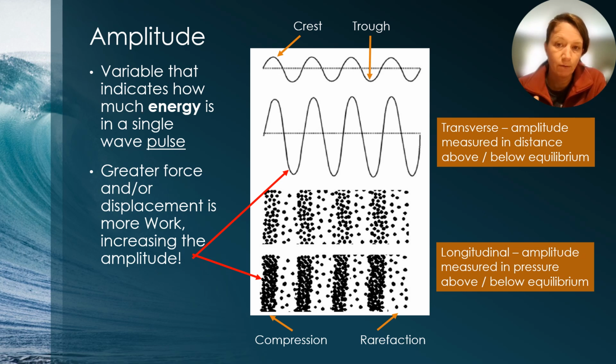It should be pretty clear for both of these waves that the top picture indicates a low energy wave and the bottom picture indicates a higher energy wave. Those bottom pictures were obviously caused by a greater force or a greater displacement of the medium, which means more work went into creating the waves, and that means those waves also have more amplitude.